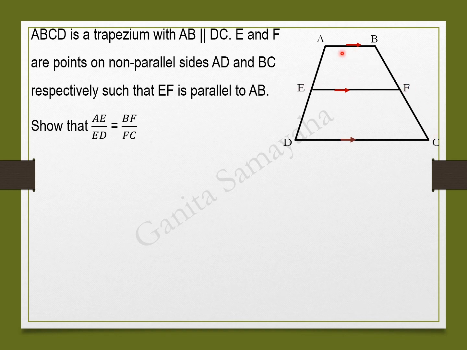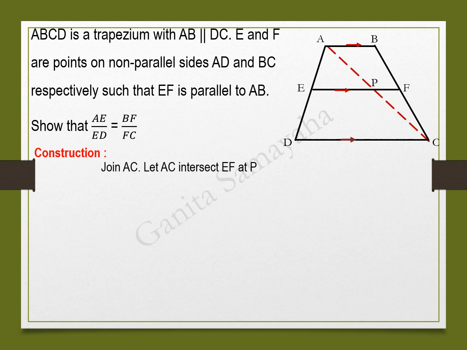Okay. So EF is parallel to AB, but AB in turn is parallel to CD, which means that all these lines are parallel to each other. Okay, children. Now AE by ED is equal to BF by FC. This we cannot directly establish because we need a triangle. Only when there is a triangle, the parts of one side will be proportional to the parts of the other side. We don't have a triangle here. So what do we do? We make a triangle. How? By joining AC. When you join AC, you get a triangle, isn't it, children? So that will be our construction. So what is the construction? Join AC to intersect EF at P. Okay. Join AC, let AC intersect EF at P.